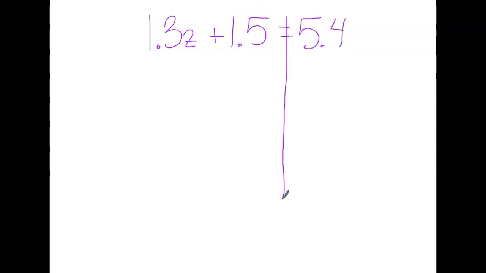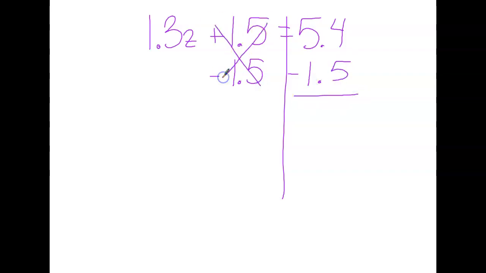All right, and our last problem is 1 3/10 z plus 1 5/10 is equal to 5 4/10. I always work on the side that has the variable, so that time it is the left side. So I have 1 3/10 z plus 1 5/10, so I need to get rid of that plus 1 5/10. So I subtract 1 5/10, subtract 1 5/10.